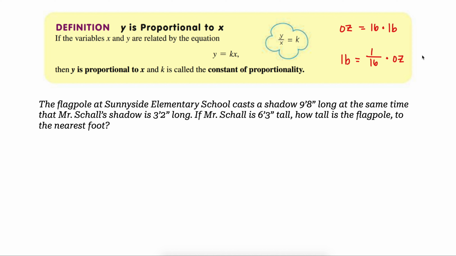So we're going to look at this example here. It says the flagpole at Sunnyside Elementary School casts a shadow 9 feet 8 inches long at the same time that Mr. Shaw's shadow is 3 foot 2 inches long. If Mr. Shaw is 6 foot 3 inches tall, how tall is the flagpole to the nearest foot?